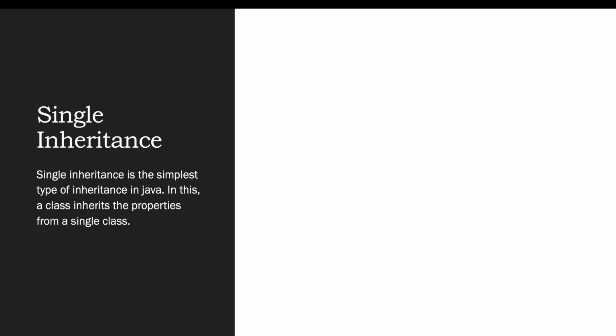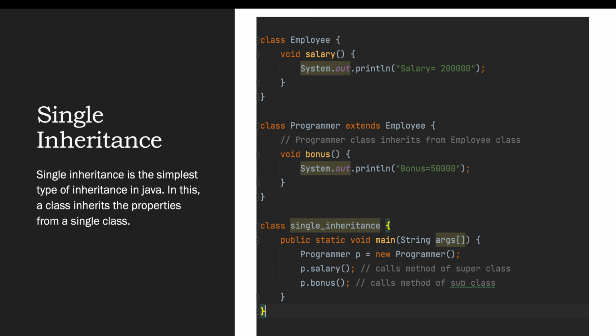If you take the example in Java code, it would be something like this. Let's say an employee class is there, and the programmer class is extending the employee class. So basically one class is extending another single class, and this represents single inheritance. If you create the object of the programmer class like this, Programmer p = new Programmer(), using this programmer object you will be able to access the methods of the programmer like p.bonus, and also, since it is extending and reusing the functionality of the employee class, using the programmer object you will be able to call the employee class method also, something like p.salary.